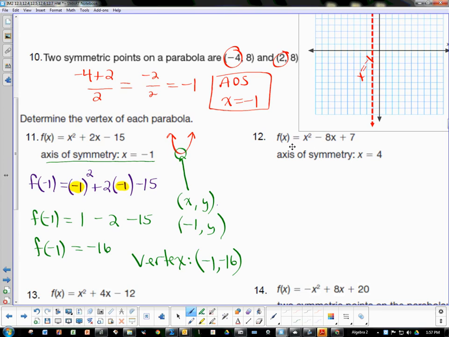All right, next one. Let's take a look at this one. We have the axis of symmetry. Let's just plug it in. We're going to take this 4 and plug it into both of these x's. So f at 4 is equal to parentheses squared minus 8 times parentheses plus 7. Let's substitute in 4.